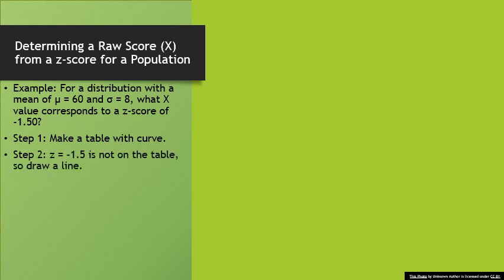You're going to notice that a z-score of negative 1.5 is not on the table, so go ahead and draw a line where negative 1.5 would be. It would be halfway between a z-score of negative 1 and negative 2.